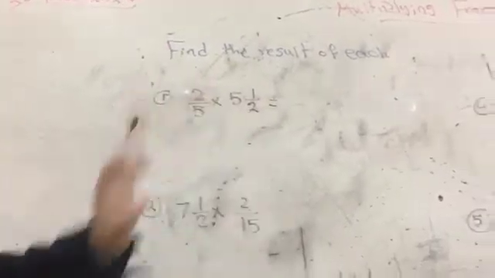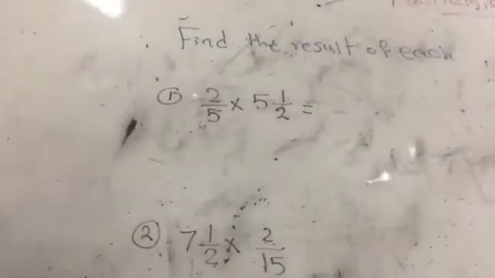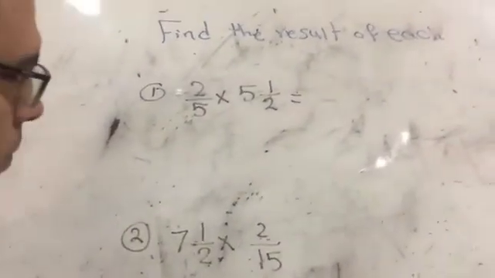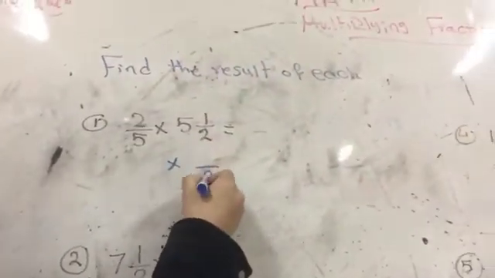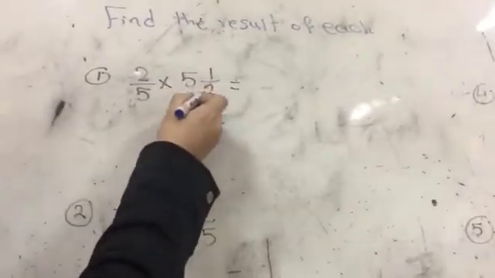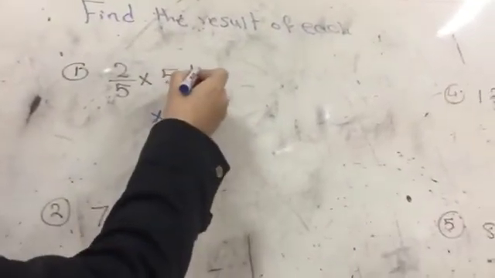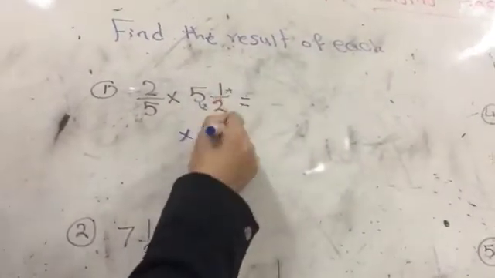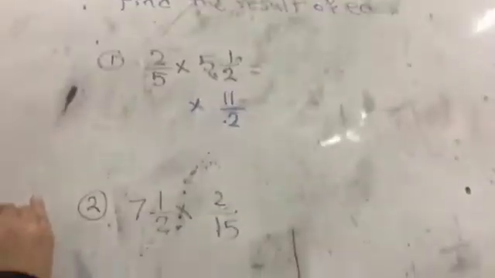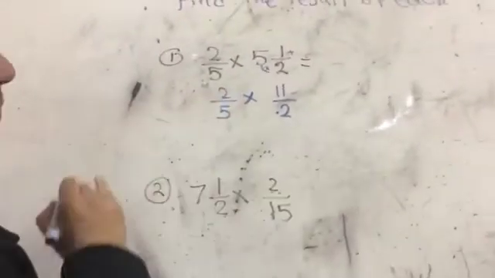Here we have a problem. So we have to solve this one. This one we have to convert to a fraction. To convert it to a fraction, as we know, write the same denominator, which is 2. Then multiply 5 times 2, and the result is added to the numerator. 5 times 2 is 10, plus 1 is 11. Here, this is a fraction, so you keep it the same.